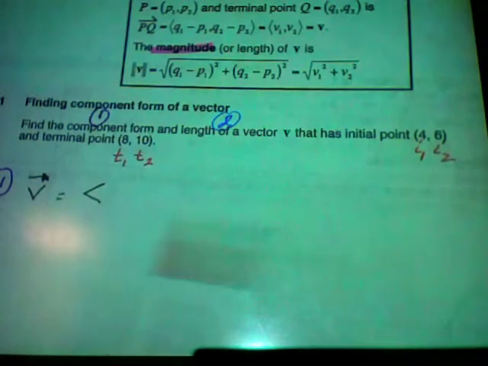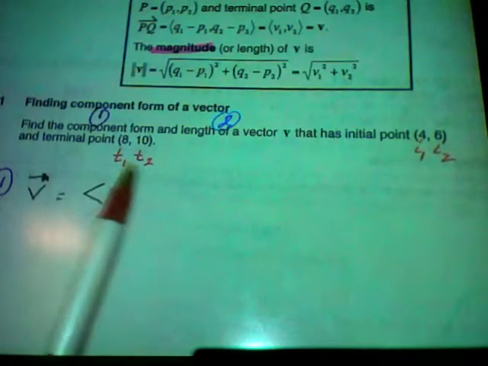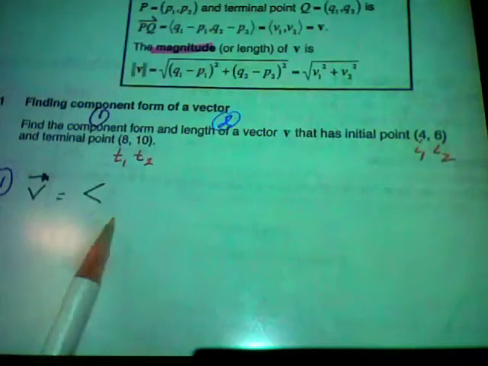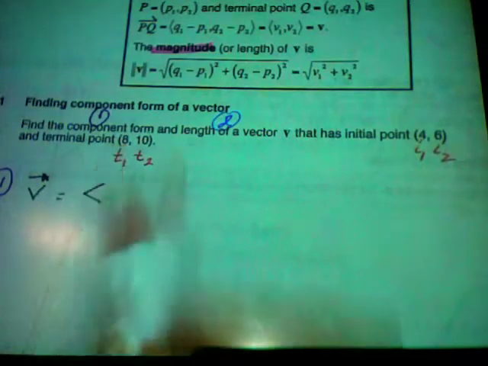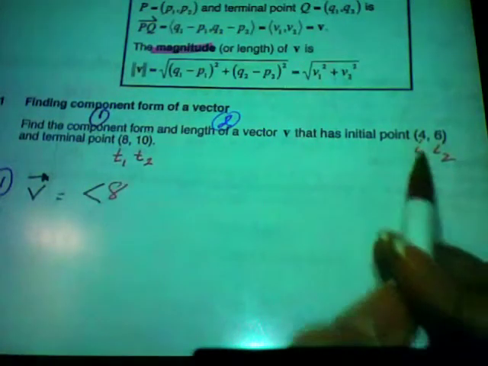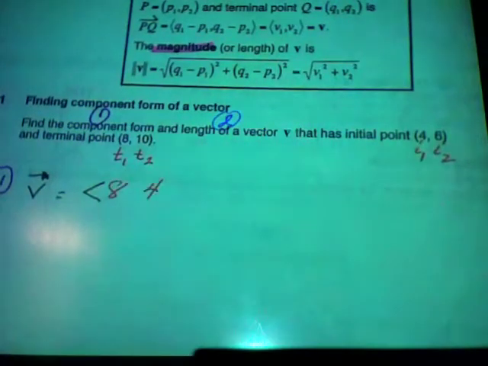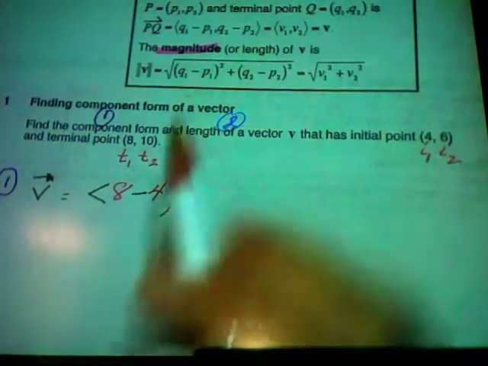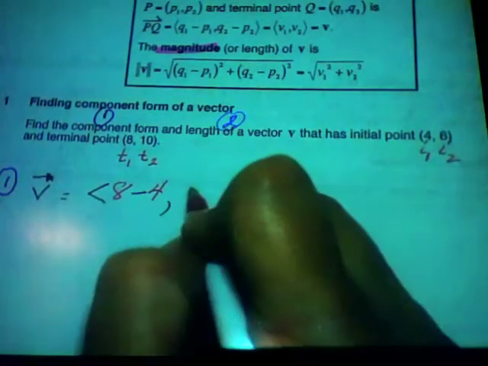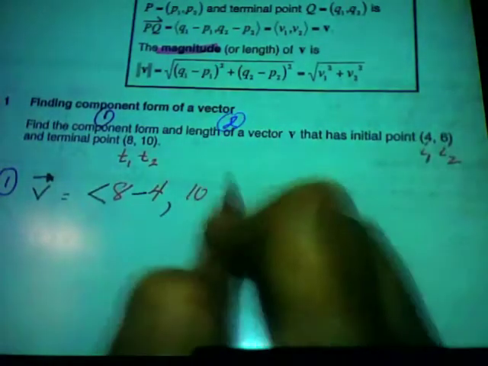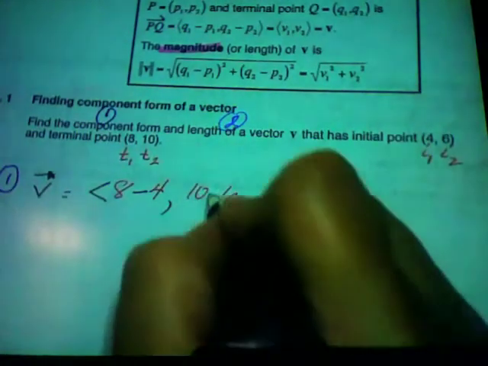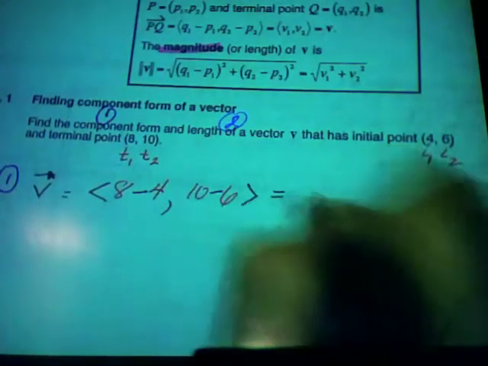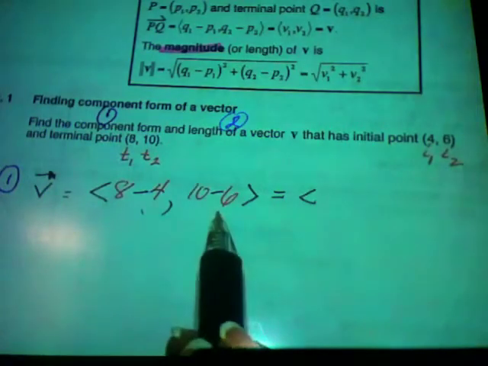All right, so then I'm going to take my terminal point. So my x's come first, right, in my component form. So my T sub 1 is 8. My I sub 1 is 4. So I'm going to subtract those, comma. And then my y's come second, so I've got 10, and then minus 6. So doesn't that equal 4, 4?